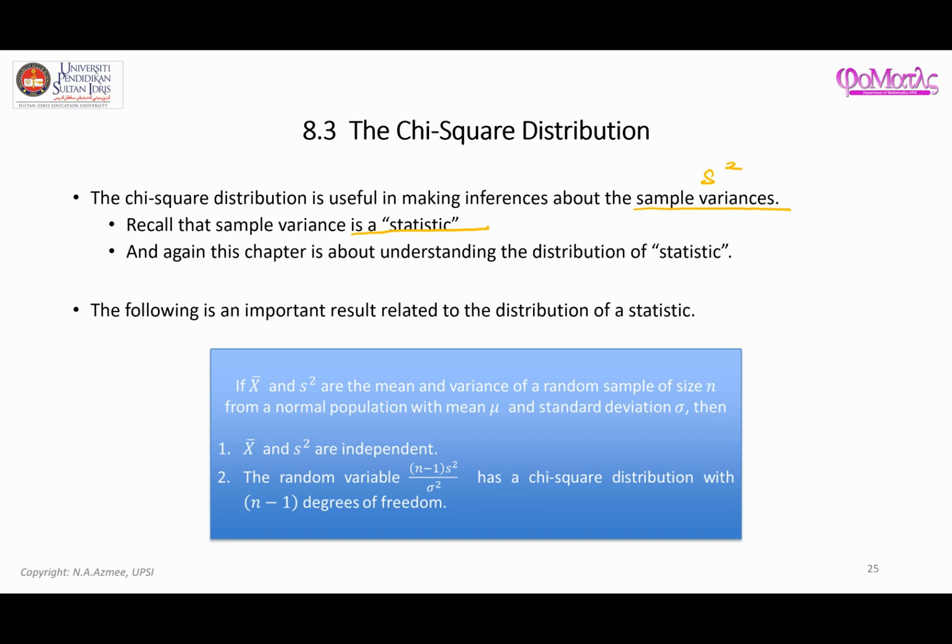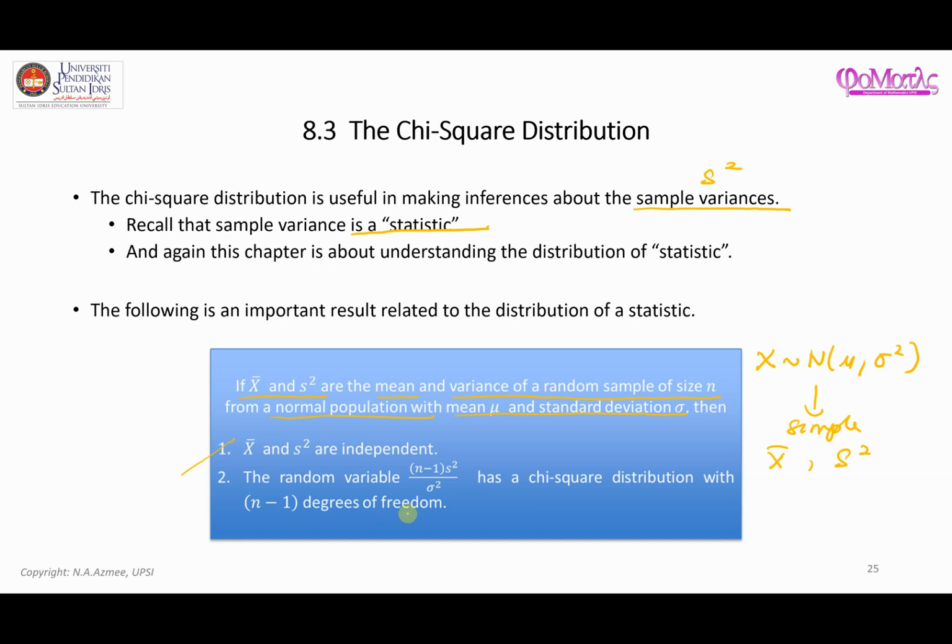Okay, so here, if x bar and s squared are the mean and variance of a random sample of size n from a normal population with mean mu and standard deviation sigma. So here it implies that our original random variable x has a normal distribution with mean mu and variance sigma squared. Okay, and then you get a sample from this, and you get x bar and you get s squared. So in this situation, x bar and s squared are independent.